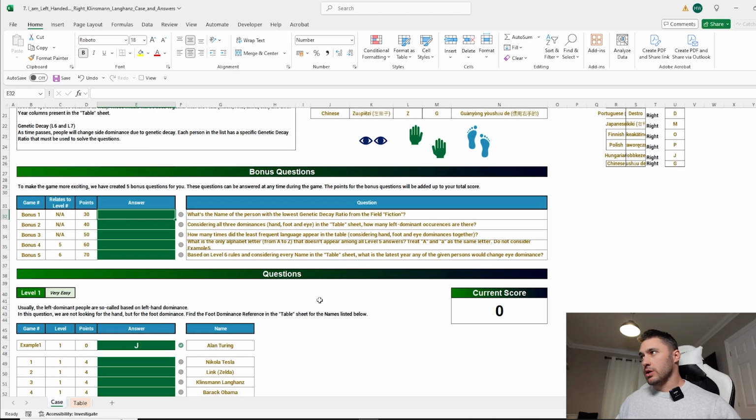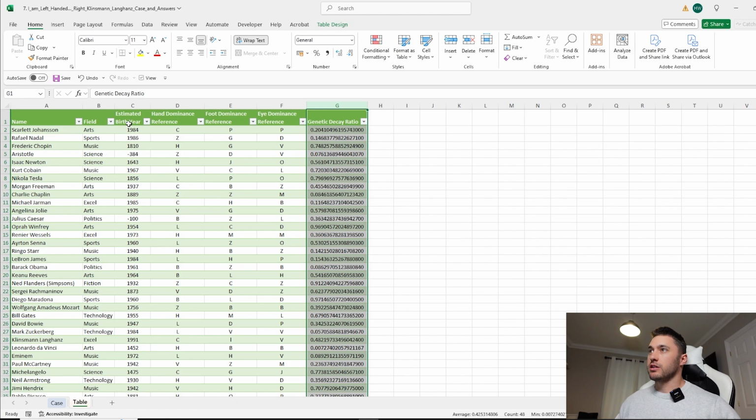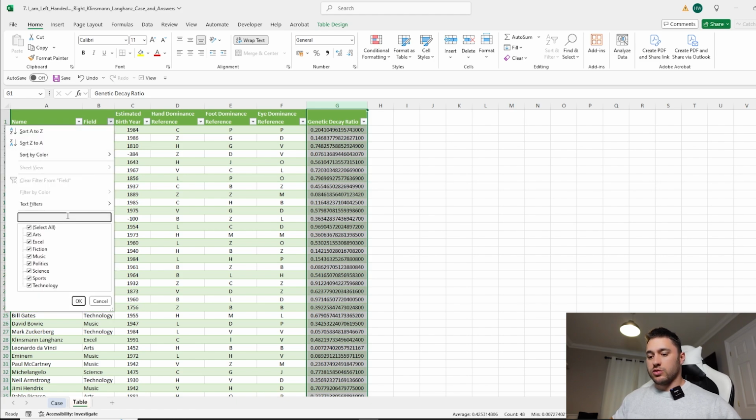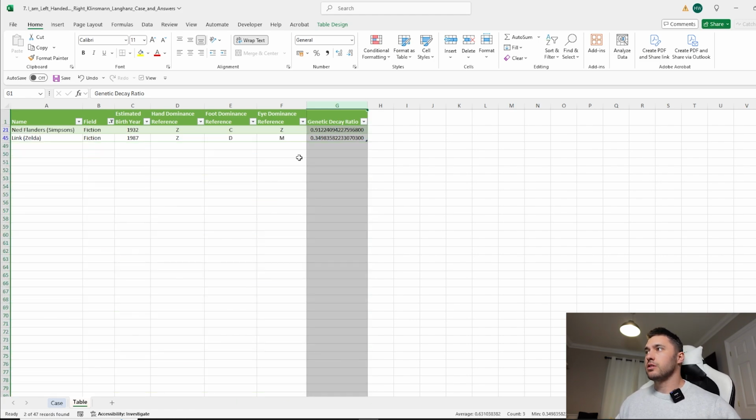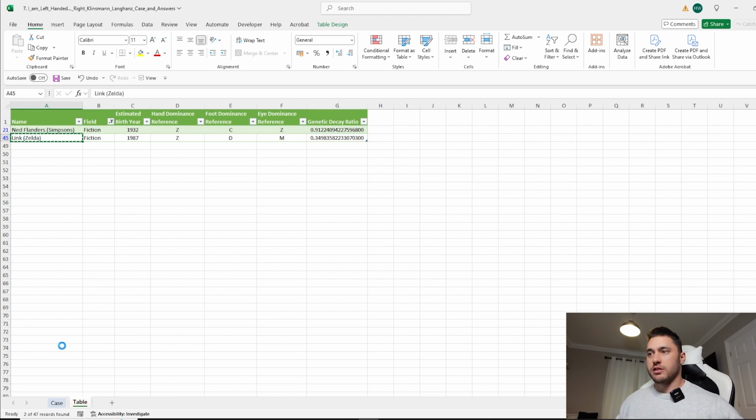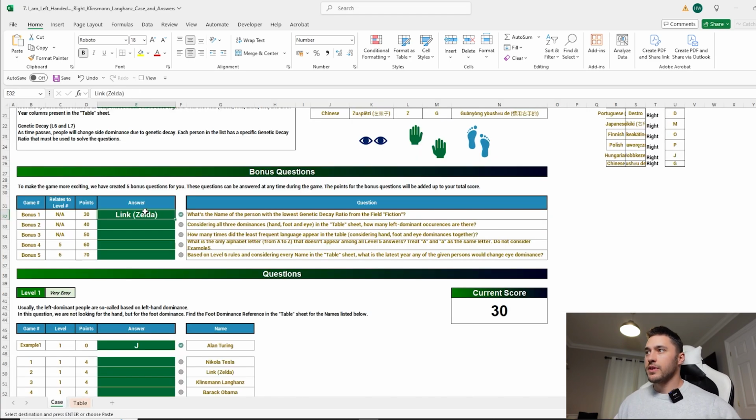So what's the name of the person with the lowest genetic decay ratio from the field of fiction? Easiest way to do this is the old school way. Search fiction. Which number is lowest? This one. The answer is Link. So let's copy that in.